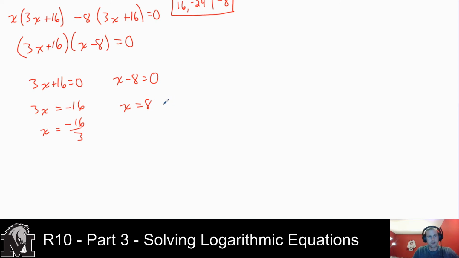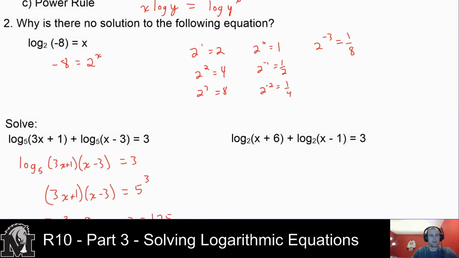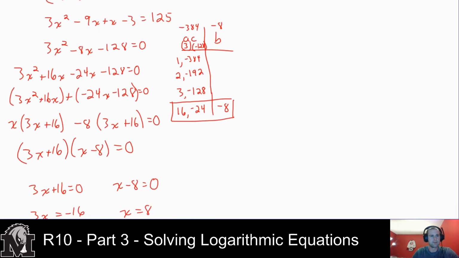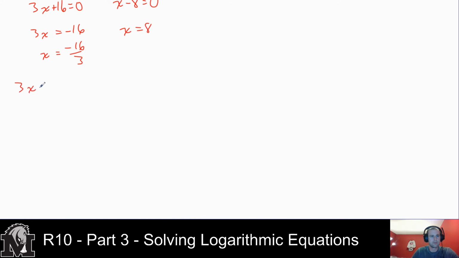But this is where our second hint comes in, where the argument cannot be negative. So we need to check both of the arguments to see if either of them are negative when we plug in the value for x that we found. So 3x plus 1 and x minus 3 are our two arguments. Let's plug in this -16 thirds first. So 3 times -16 thirds plus 1. Here we're multiplying by 3 and dividing by 3, so we get -16 plus 1, so -15.